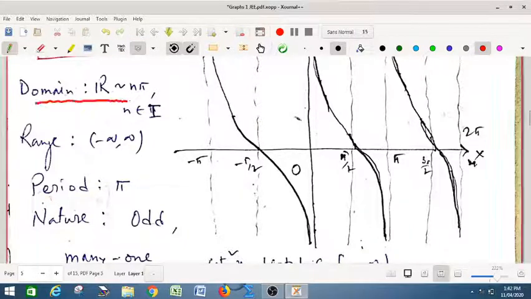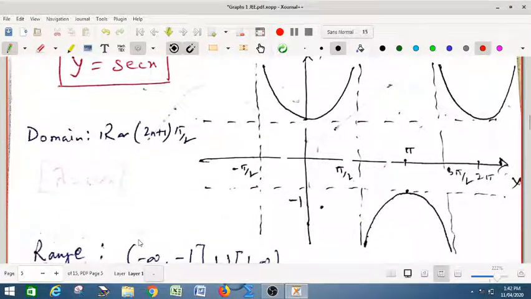So the domain is R minus n pi. If you delete the points n pi, then you get the domain, and the range is minus infinity to infinity. Periodicity is again pi. For tan x and cot x the periodicity is pi, the nature is odd, and many-one.